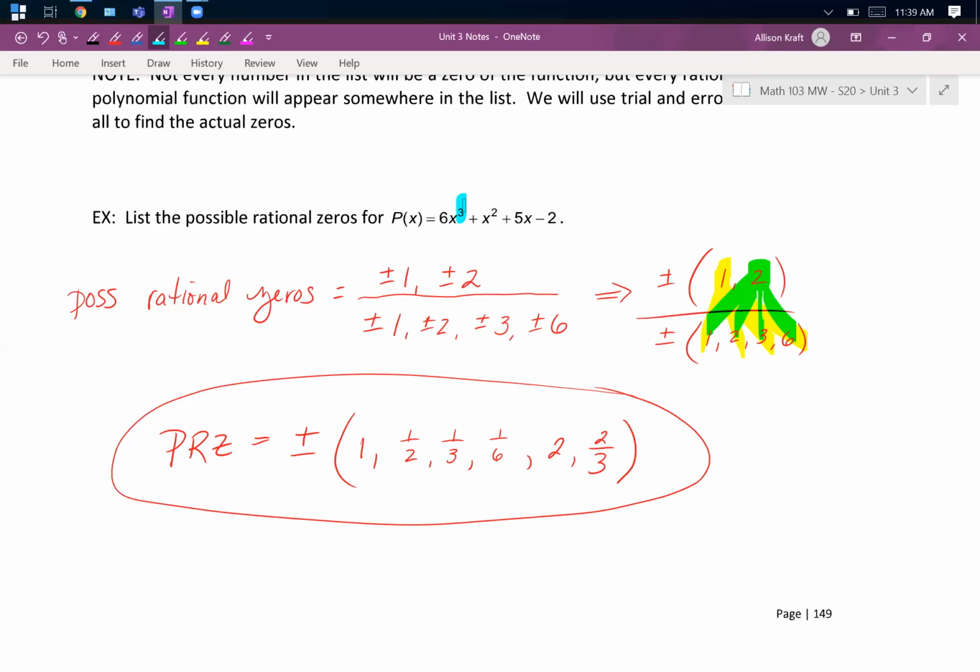Questions on listing out our possible rational zeros? This is going to be your first step on a lot of these problems, because this is what we're going to use to get started.